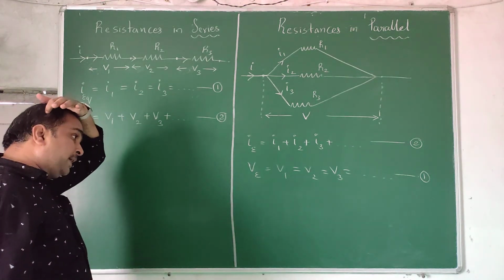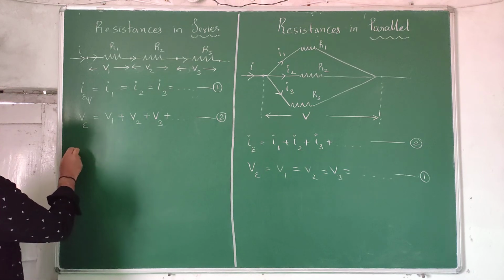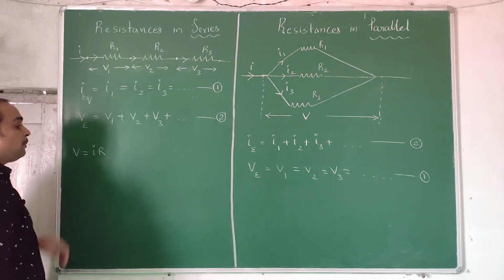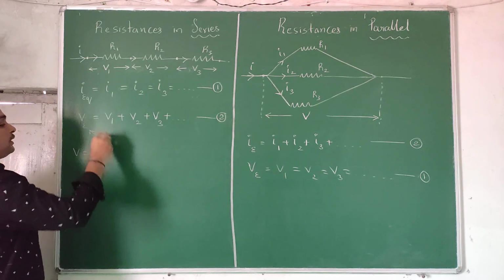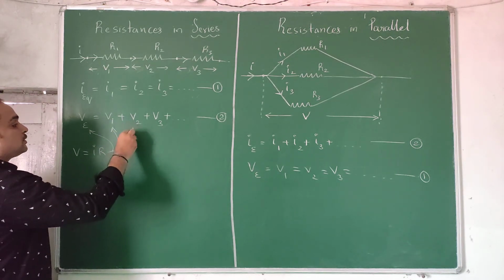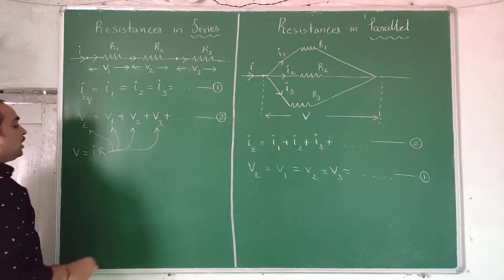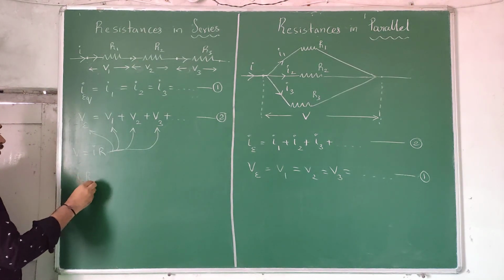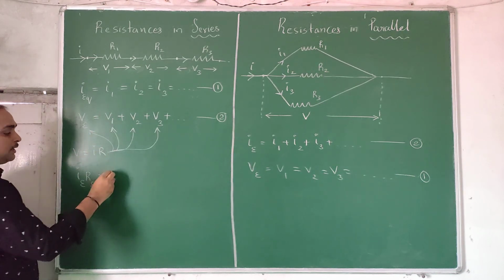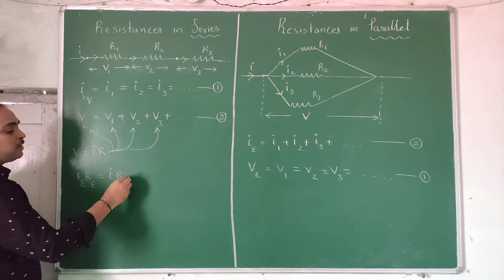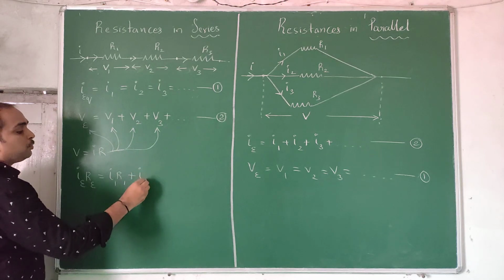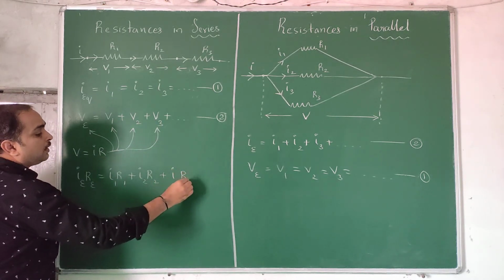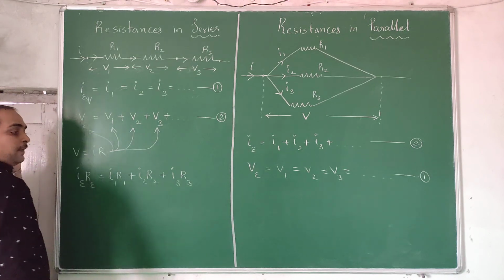Now a student may be asking, what about V is equal to IR? V is equal to IR, or I is equal to V by R, is a general definition, always applicable. So you can apply this for this section, this as well as this. Then in place of V equivalent, I can write I equivalent, R equivalent. V1 can be written as I1, R1, individually true, plus I2, R2, plus I3, R3. This is a new equation.